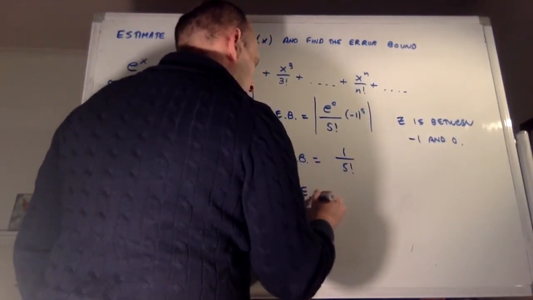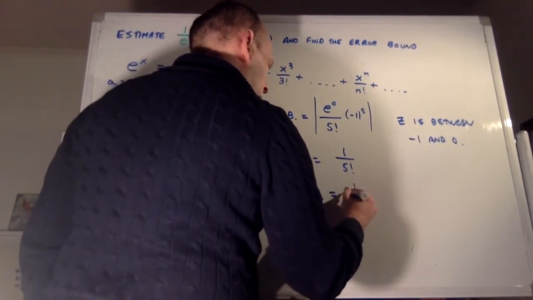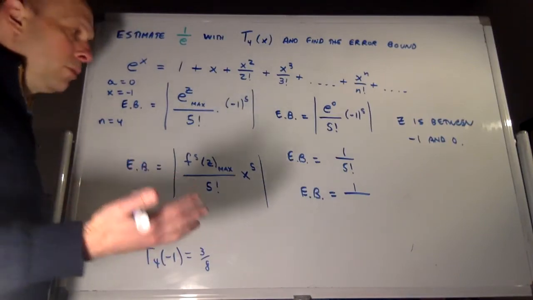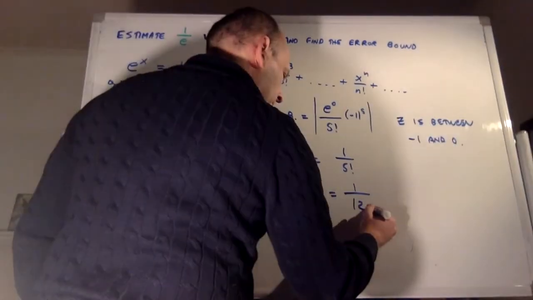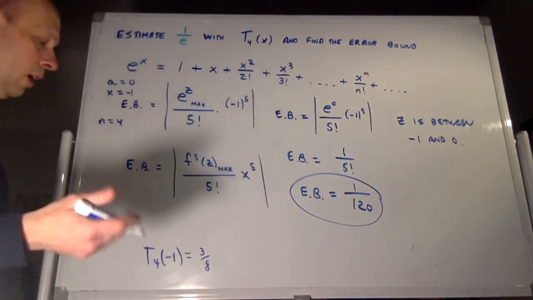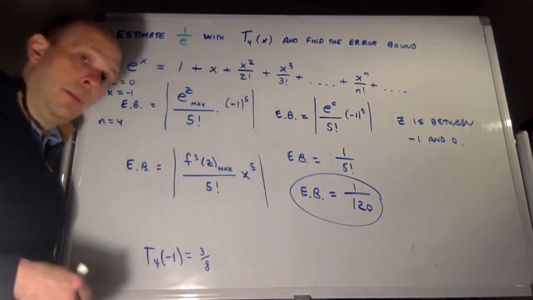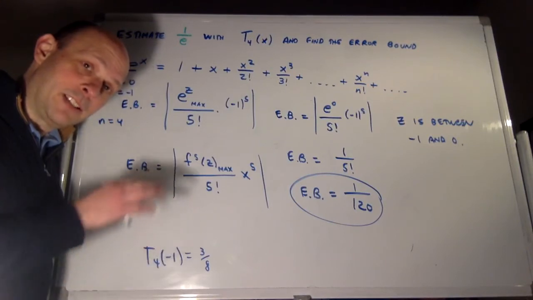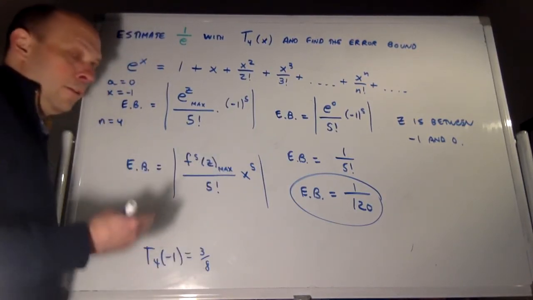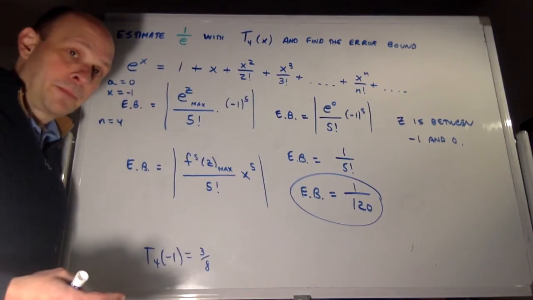So the error bound is equal to 1 over 5 times 4 times 3 times 2 times 1. What is that? 20. So that's 120. And that's our error bound. And remember, that doesn't mean we're off by 1 over 120. It means we're off by less than that. Right? This is a bound on our error right here. So not bad. This is not a bad estimate for 1 over e.